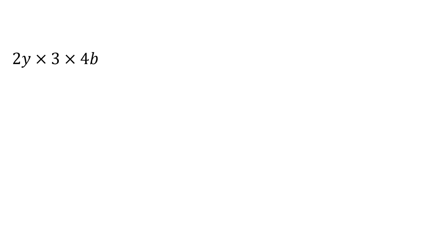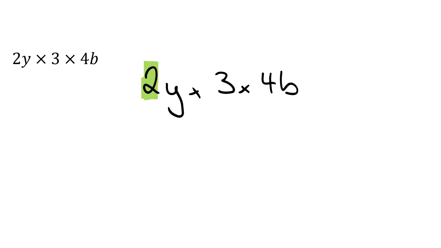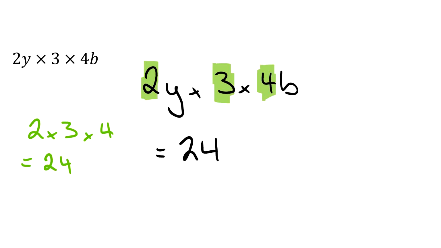So here again, we've got 3 terms this time. I'm going to highlight our coefficients or the numbers. We have a y and a b. They're different, so I'm not going to worry about highlighting them because I know they're just going to sit there at the bottom. So we've got 2 times 3 times 4, so I'll do that over here. 2 times 3 times 4 is 24. So I know in our answer here we're going to have 24. Nothing happens to the y, so the y stays. Nothing happens to the b, so the b stays. So 24yb.